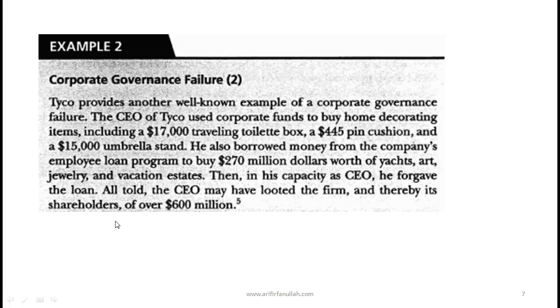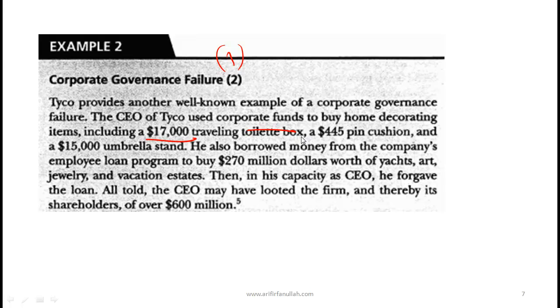And similarly, companies like Tyco, that you see over here. Now let's look at Tyco. This is hilarious. Tyco provides another well-known example. The earlier one, number 1, was Enron. Of a corporate governance failure, the CEO of Tyco used corporate funds to buy home decorating items, including a $17,000 traveling toilet box.